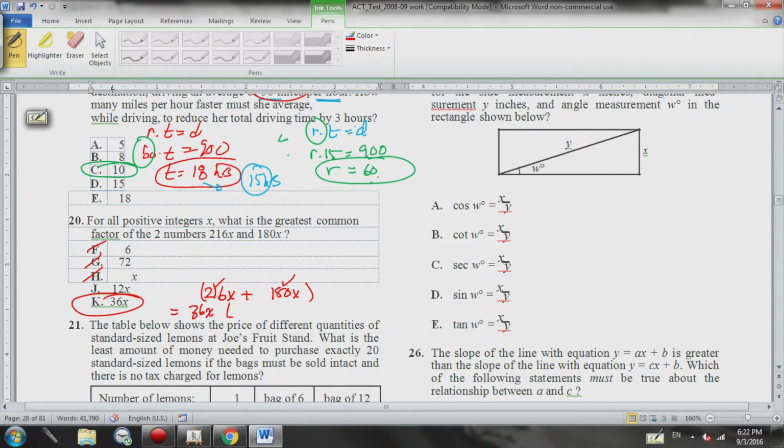So the other choices are not answers, because this one is just x and this one is just numbers. I know I can factor out an x. I know I can factor out at least a 2, right, because they're both even numbers. So that's the answer, 36.